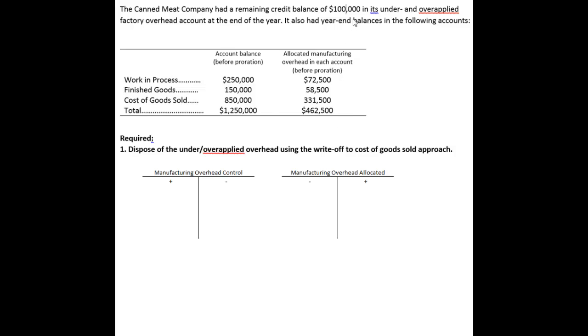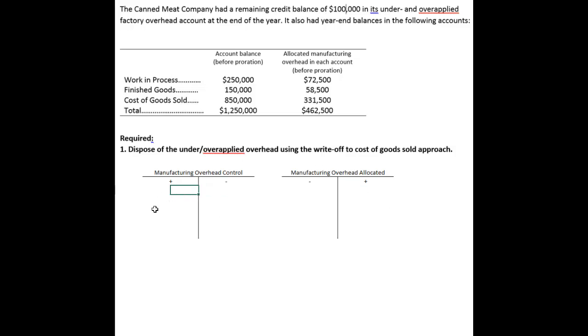And so what they're trying to tell us in this problem, and it's maybe a little hard for you to understand because we've used some different terminology, is that when you combine both the manufacturing overhead control account with the manufacturing overhead allocated account, we have a $100,000 credit balance.